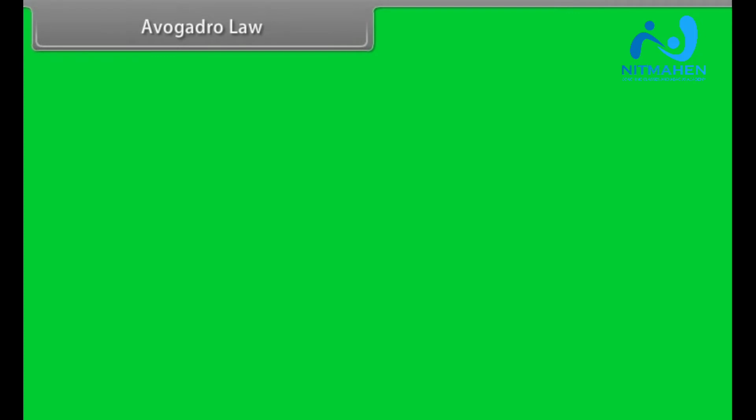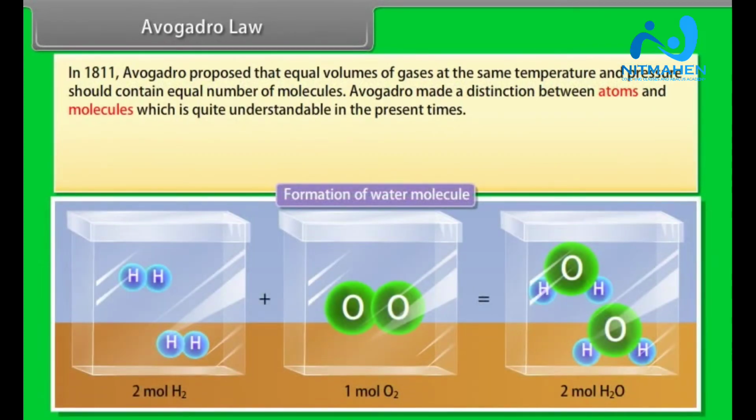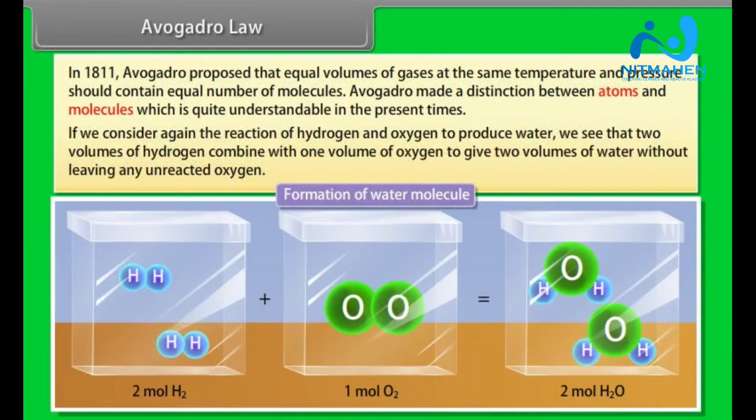Avogadro Law. In 1811, Avogadro proposed that equal volumes of gases at the same temperature and pressure should contain an equal number of molecules. Avogadro made a distinction between atoms and molecules, which is quite understandable in the present time. If we consider again the reaction of hydrogen and oxygen to produce water, we see that 2 volumes of hydrogen combine with 1 volume of oxygen to give 2 volumes of water without leaving any unreacted oxygen.